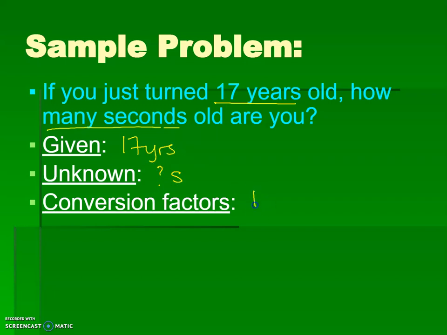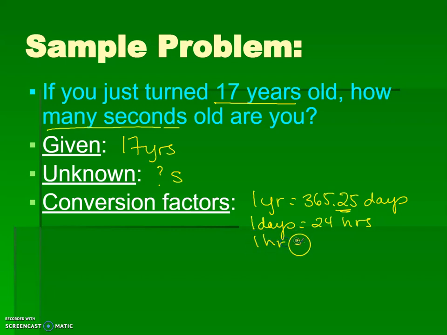I know in 1 year I have 365.25 days. Why do I have 0.25? Because we have an unequal revolution around our sun, so every 4 years we have to have a leap day. To account for that, it's 365.25. Once you're in days, you can change your days into hours. There are 24 hours in a day, 1 hour is equal to 60 minutes, and 1 minute is equal to 60 seconds.